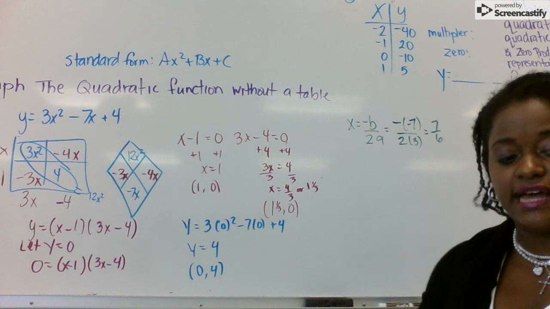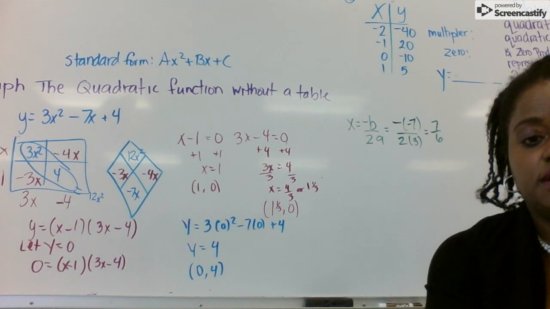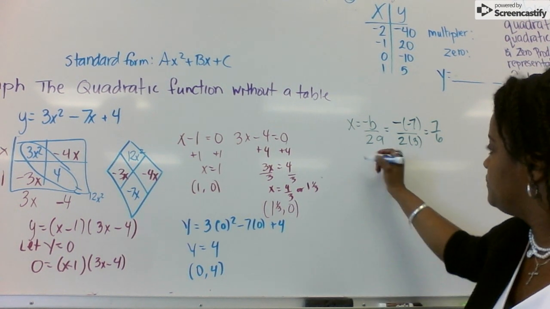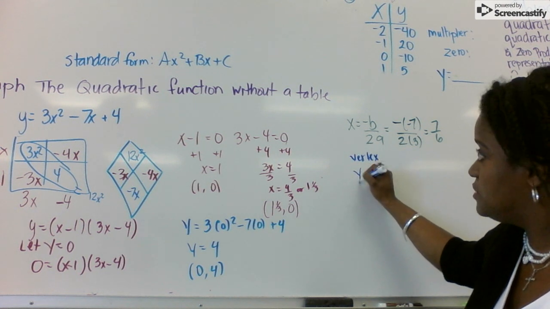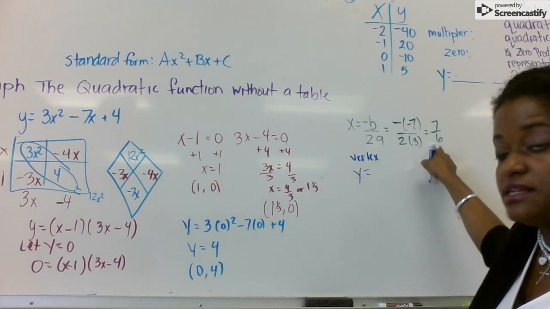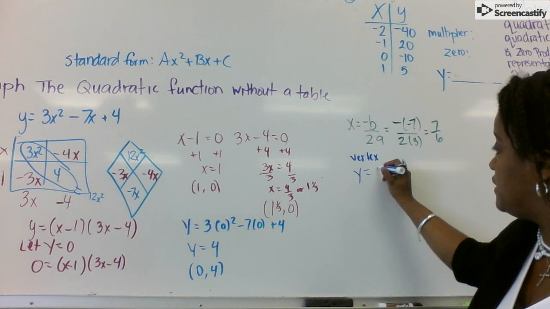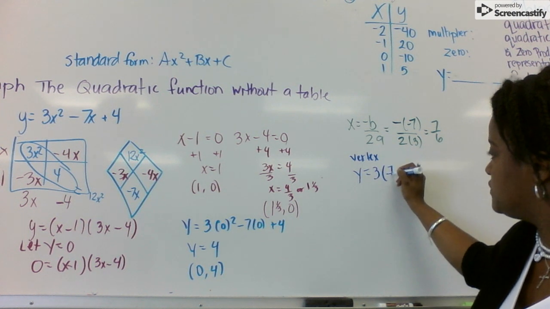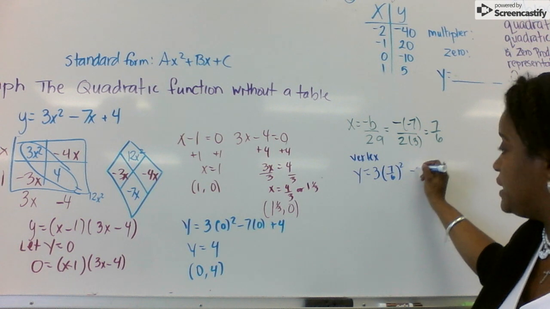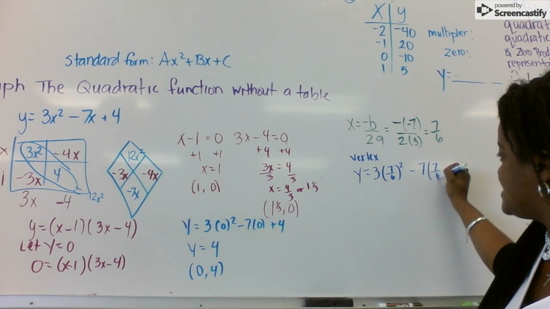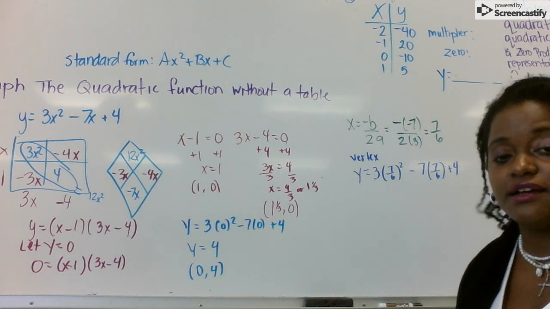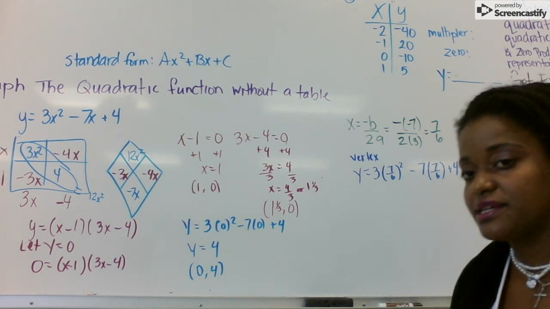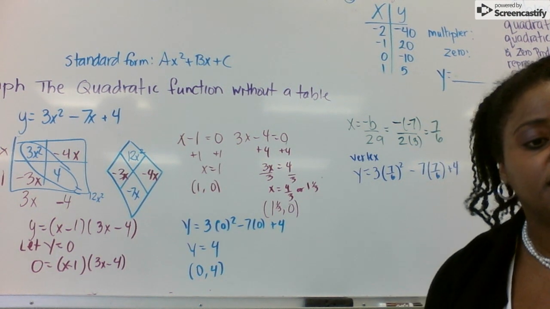Now to find your vertex, let's use a different color. We're going to plug this into our equation. We have 3 times 7 over 6 squared minus 7 times 7 over 6 plus 4. Oh, this is an ugly, ugly problem. And I think at a time like this, we can use a calculator.